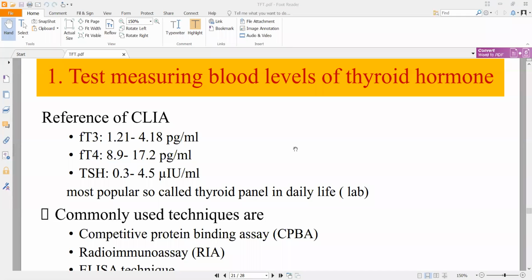Now, FT4 will be slightly higher because that will be more in circulatory amount. FT3 is more active cellularly. It is the more metabolically active hormone of thyroid, so that will be lesser in the circulation. TSH levels are micro IU per ml, that is international units.